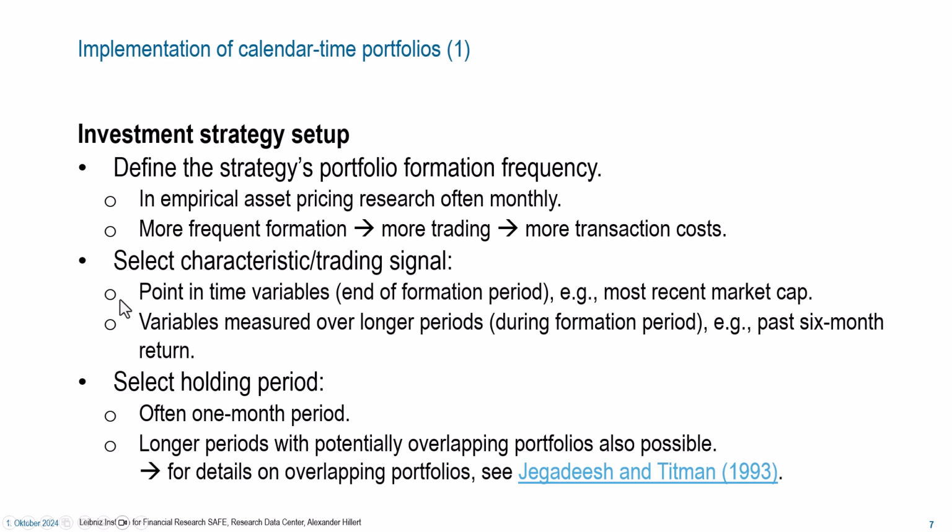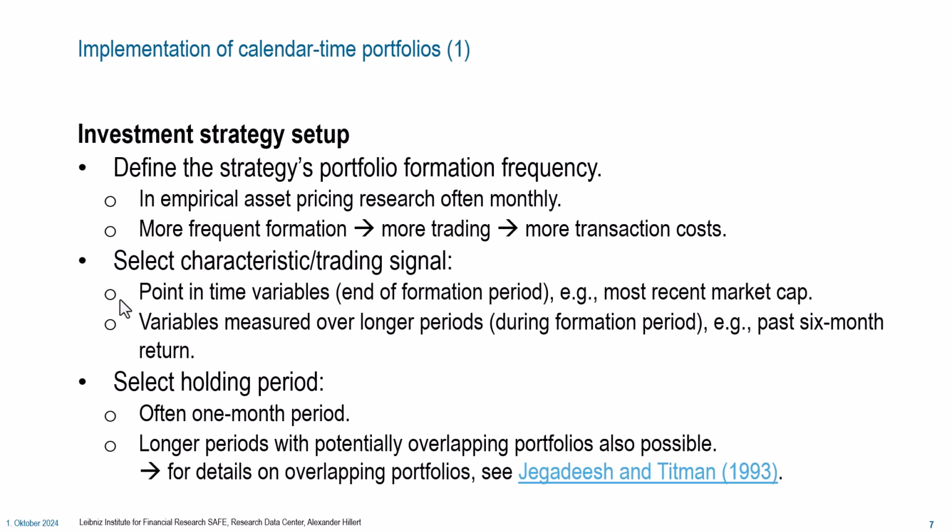And then what you would do is, if you pick a characteristic, let's say we could pick the size of the firm measured by the firm's market capitalization, then at each point in time, meaning at the end of the formation period, we would sort stocks based on their market capitalization into, let's say, 5 quintile portfolios. Market cap is a characteristic that you measure at one point in time. So on the last trading day of your formation month, what is the market cap of stocks?